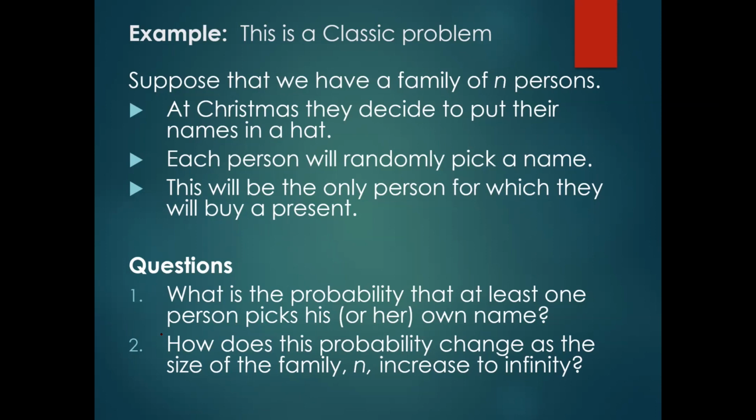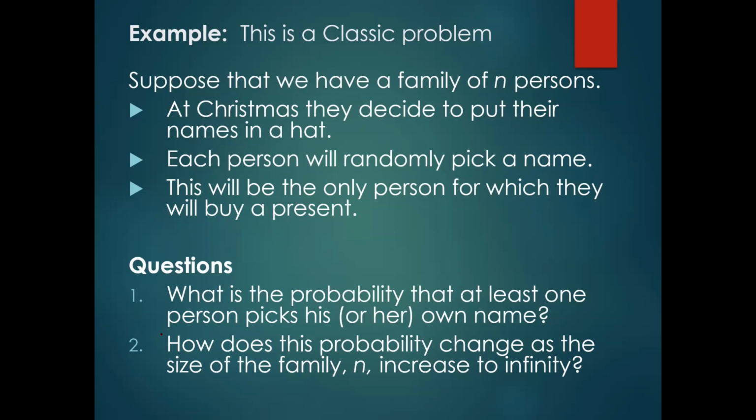So kukunin nila, so parang yung sa high school pa tayo or elementary, mabunot-bunot kung sino yung maano mo, sino yung mabigyan mo ng gift. Question, what is the probability that at least one person picks his or her own name? Ano kaya probability na makuha niya yung name? Di ba nangyayari yan, di ba? Sa buhay natin. And how does this probability change as the size of the family n increases to infinity?